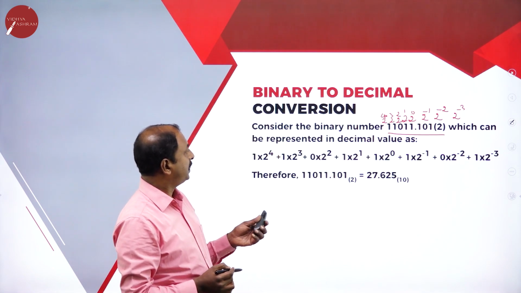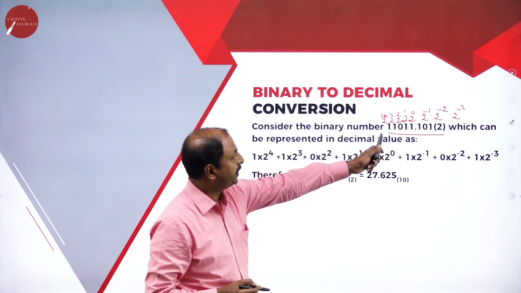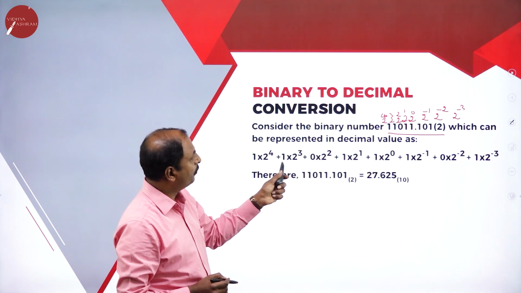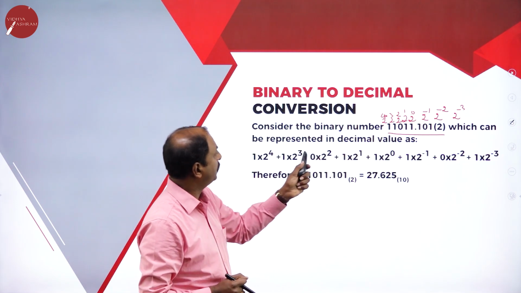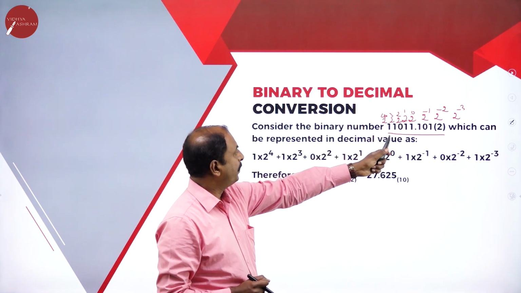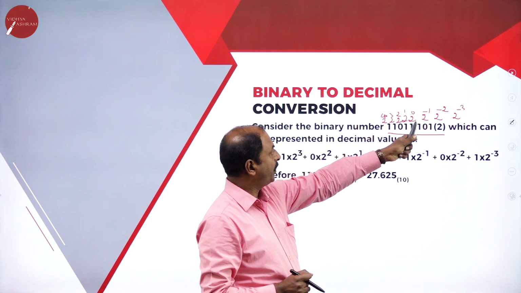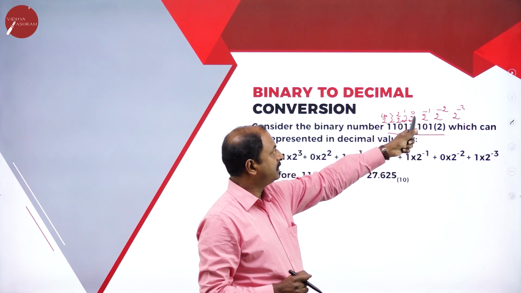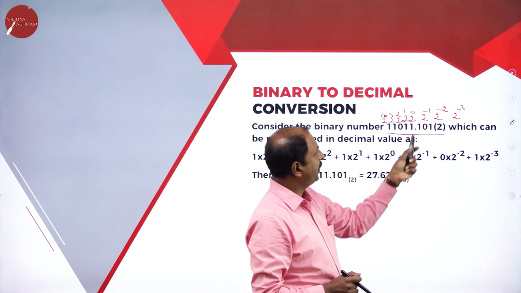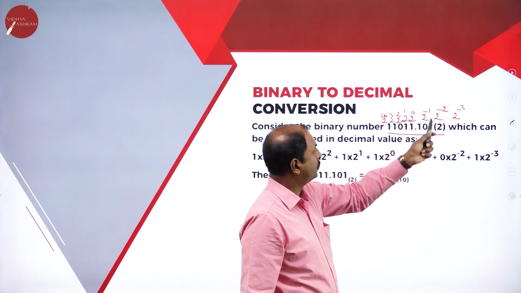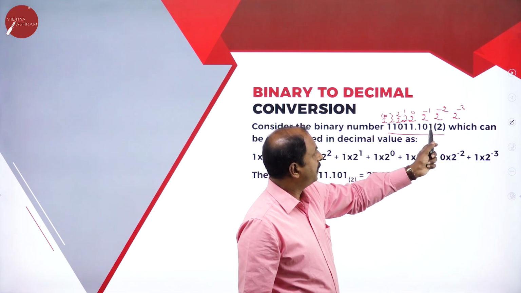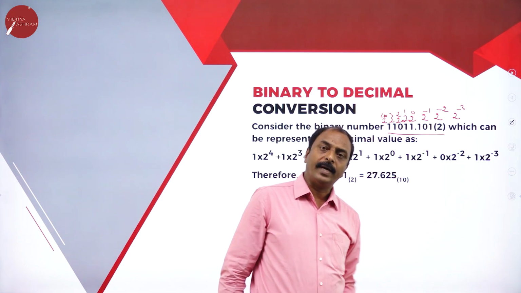Now observe this. The first digit is 1. This 1 into 2 to the power of 4, plus the second digit into 2 to the power of 3, and 0 into 2 to the power of 2, plus 1 into 2 to the power of 1, 1 into 2 to the power of 0. And similarly, after the decimal point, 1 into 2 to the power of -1, plus 0 into 2 to the power of -2, and 1 into 2 to the power of -3.